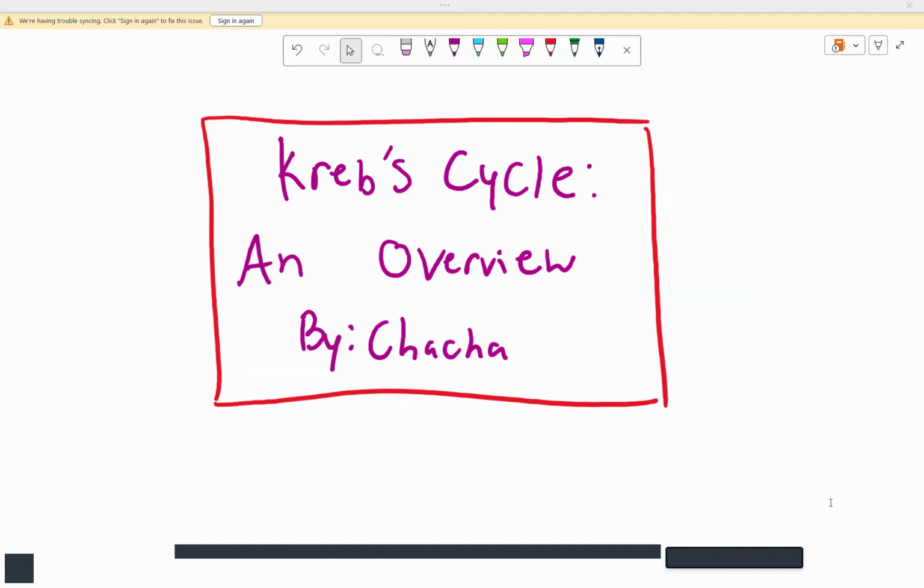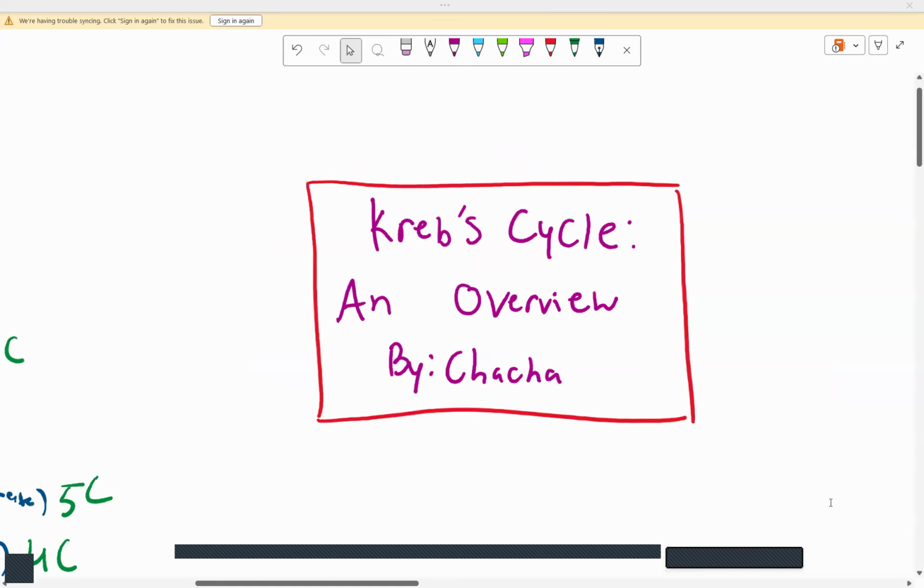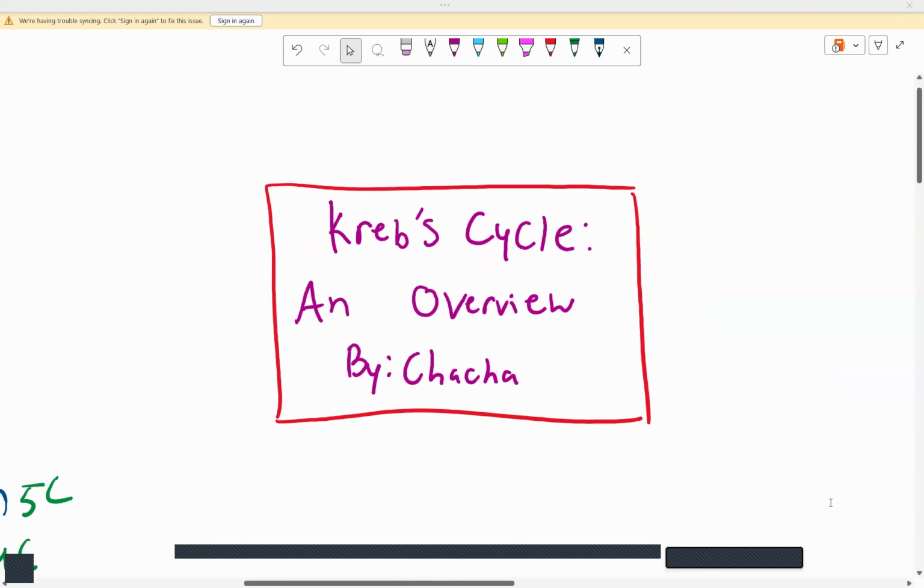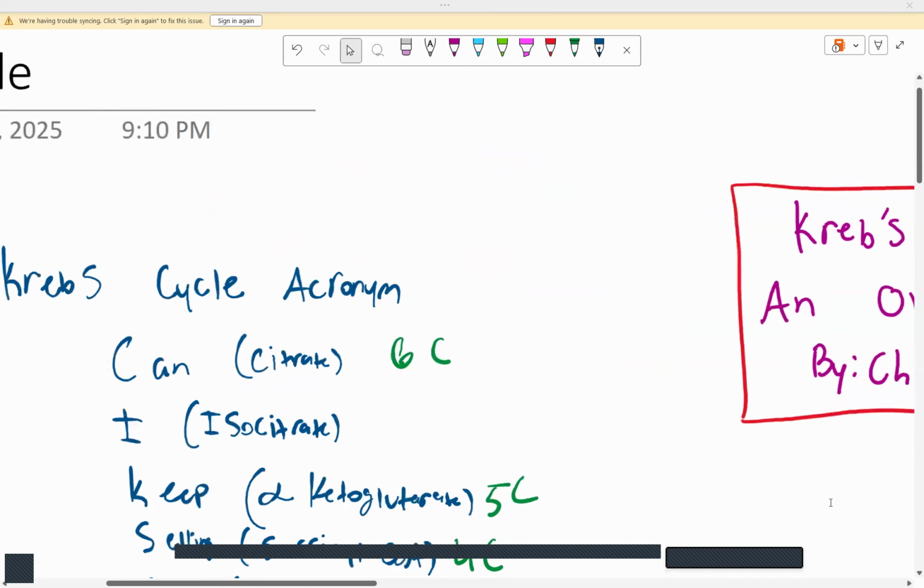I'm going to be going over an overview of it, so I'm not going to go super in depth onto each of the specific enzymes or the products, etc. But I'm just going to teach you a few tips and tricks of how I remember the Krebs cycle without not really remembering the Krebs cycle, if that makes sense, since quality over quantity, as I always like to say.